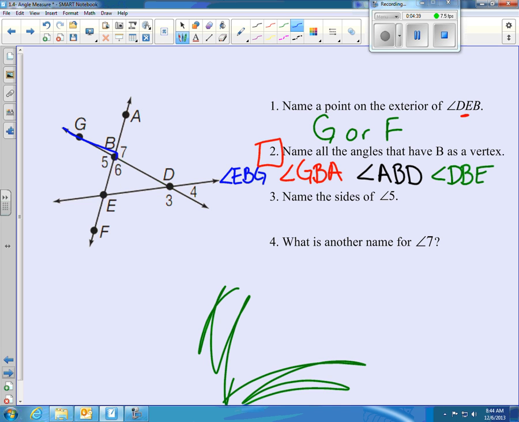So angle 5 is the one that's here, and I want you to name the sides. You're going to be having two rays that look like that. Name the sides of angle 5. Then number 4 says, what's another name for angle 7? So angle 7 is going to be this one right here. If I'm giving you a number and I ask for another name, you're going to be giving us an angle with 3 letters. So go ahead and finish those up for us.